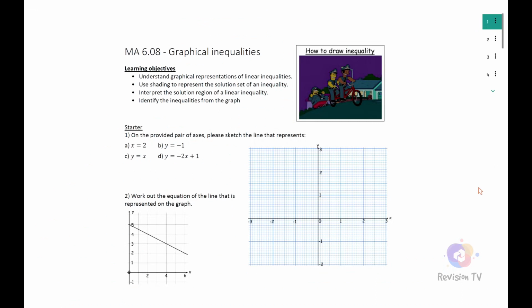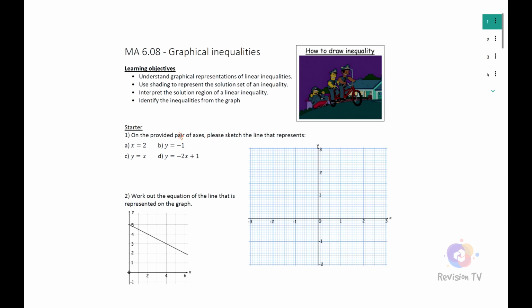In this lesson, we are looking into graphical inequalities. The learning objectives are, first of all, we're going to learn how to draw the inequalities to represent them on the graph, and then we use it because inequality means there's a region, a range of answers. We're going to shade them on a graph, and last but not least, we're going to do the opposite. We're going to be presented with the graphical solutions, and we are going to write the inequalities back from the graph.